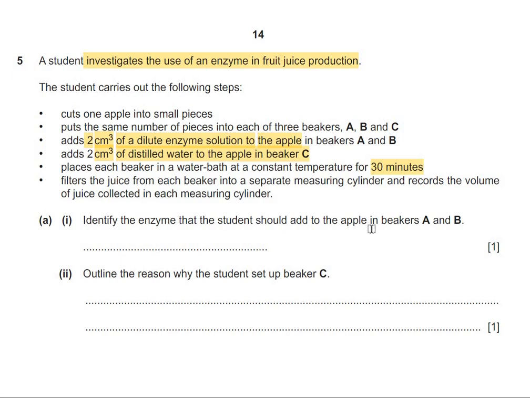So identify the enzyme that the student should add to the apple in beakers A and B. So first of all, let's understand the investigation. What did they do? They cut the apple into small pieces and added them into 3 beakers, and in 2 beakers they added the dilute enzyme solution, and in 1 beaker they added distilled water. So the enzyme would act on the apples and produce the juice. Apples have cell walls, and obviously the enzyme that will be required to digest the cell wall will be known as pectinase. All right. So the enzyme will act on the pectin and help the breakdown of the apples into the emulsified or juice form. All right. So what will be the enzyme?